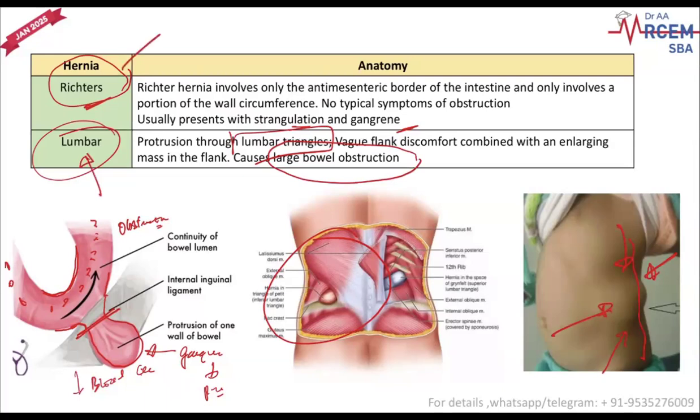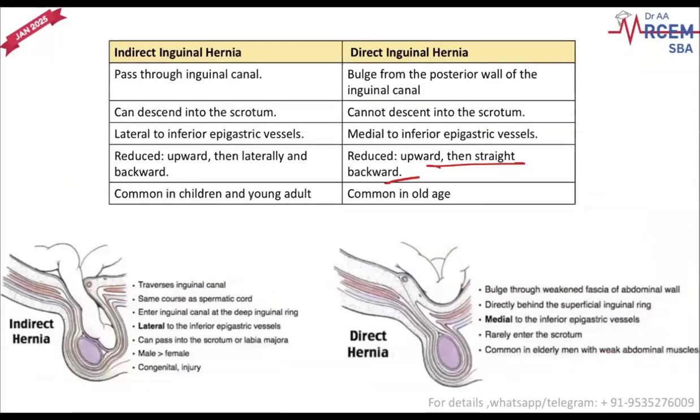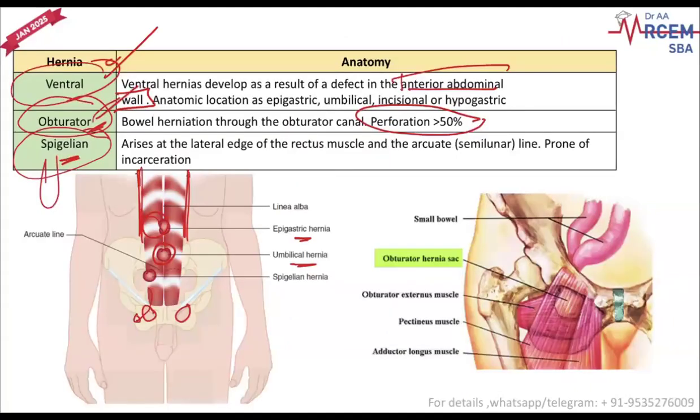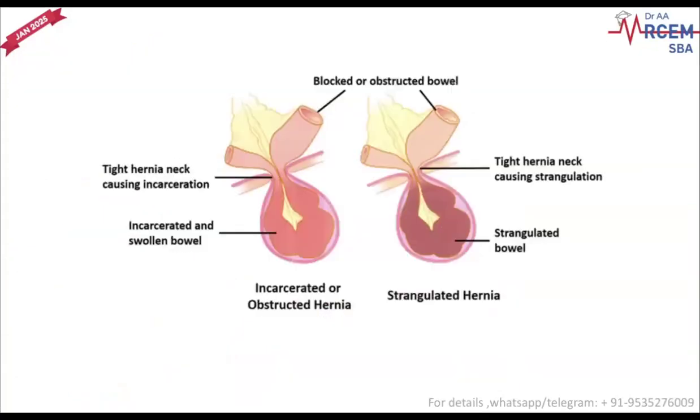All these are all small bowel. Richter's hernia, small bowel. Ventral, obturator, Spigelian, or inguinal hernias, all are small bowel which herniates out through these various openings. It is not a large bowel. Large bowel is only seen in lumbar hernia.